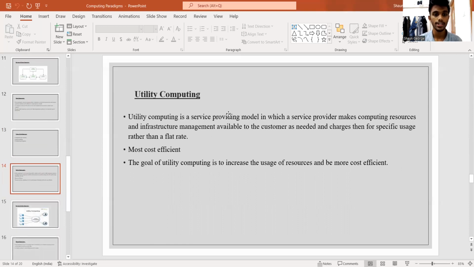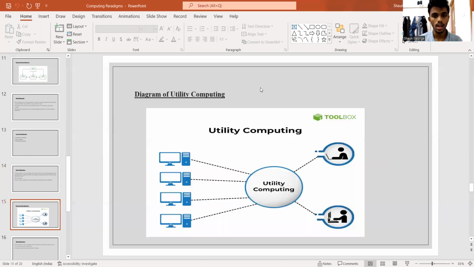Next computing is utility computing. Utility computing is a service providing model in which service providers make computing resources and infrastructure management available to the customer as needed and charge them for specific usage rather than a flat rate. The goal of utility computing is to increase the usage of resources and be more cost efficient. This diagram shows how utility computing works.